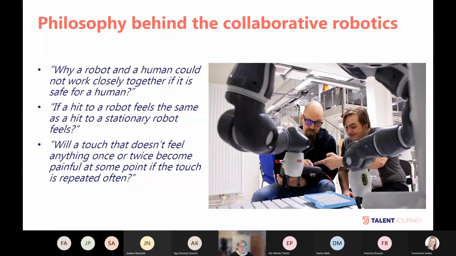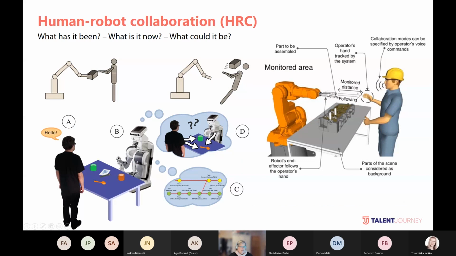The next question then was whether a touch that does not feel anything once or twice will at some point be painful if the touch is repeated frequently. And what all affects it, like human factors, ergonomics, etc.